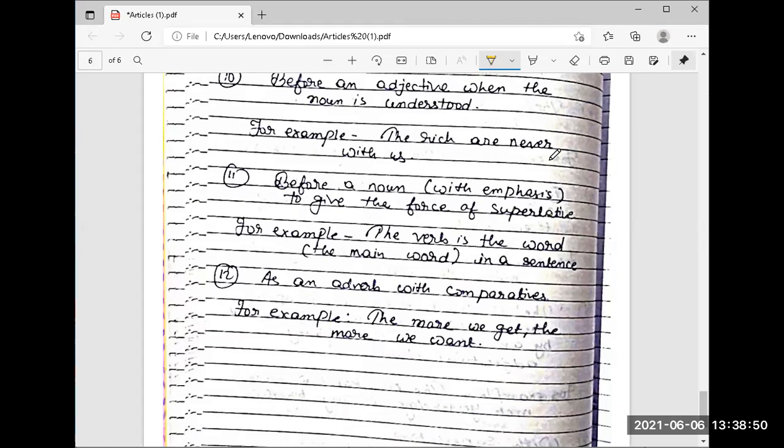When we compare, there is a comparison. When we say, see, your brother is so good in studies, but you are dumb, or you are an idiot, we are comparing between both of your brothers. This is a comparative. So in comparative, there are two things from which we compare, or more than two things, or two persons whom we compare. Next, as an adverb with comparatives, for example: the more we get, the more we want.